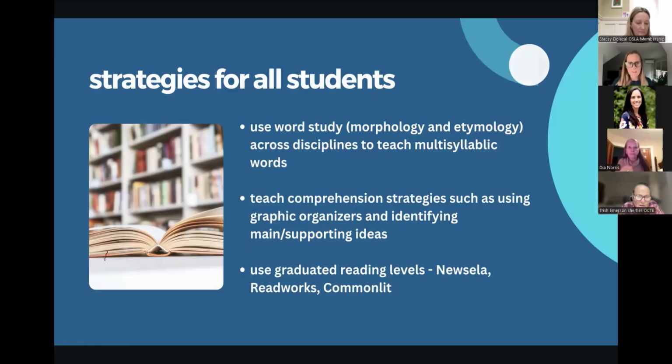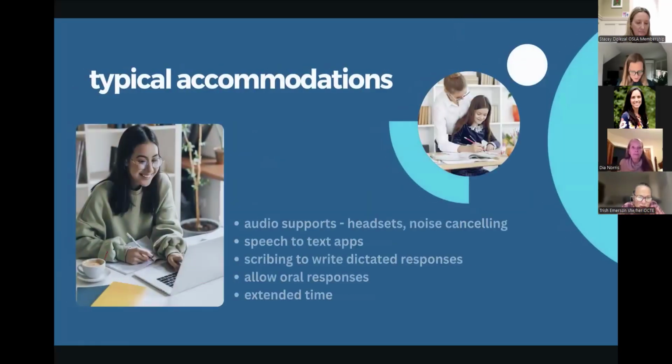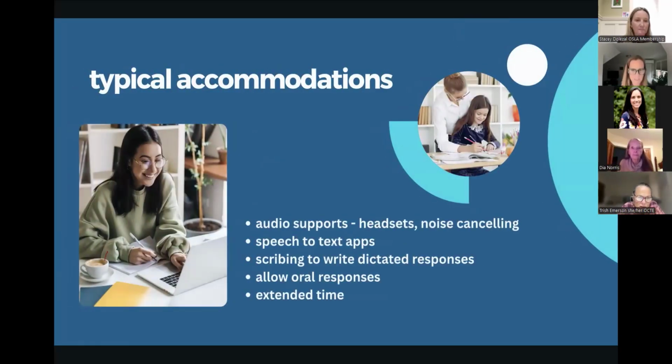So next is making sure our typical accommodations are in place with 504s and IEPs. So audio supports, if headsets are available, make sure we're using them. If they need noise canceling headphones to concentrate, let's hand those out. Speech to text can be a lifesaver for some of these kiddos and just getting their main idea down. And then they might need some help editing it down because they're not perfect and they do create spelling mistakes.